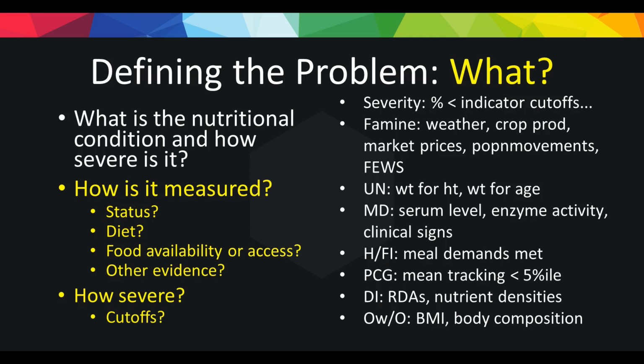The second step, after dia dah tahu, okay, what is the nutrition condition, they will look at, masih lagi, what are the conditions. Okay, macam mana dia mengukur itu adalah dengan menjaga status makanan, nutrition intake. They look at the diet, the food availability or access, whether they can access the food physically or economically, and other evidence that shows that this kind of group needs attention in order to develop a policy.